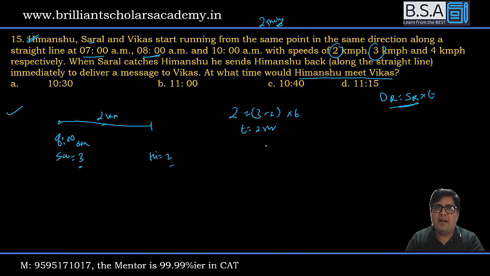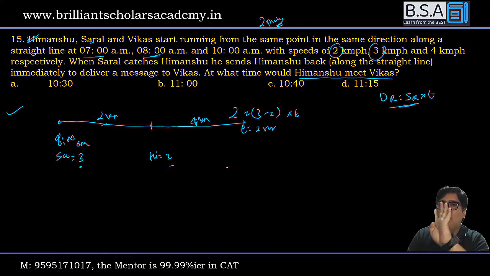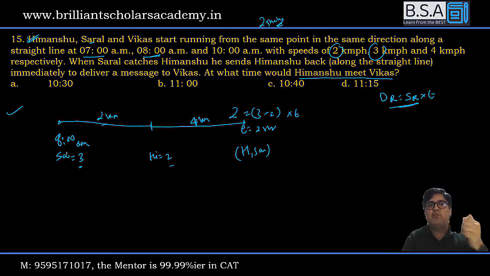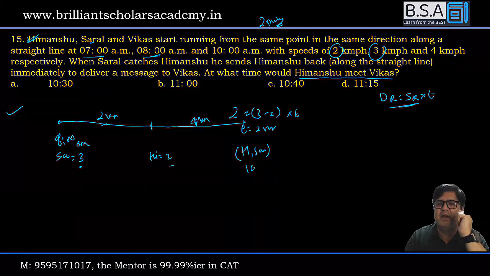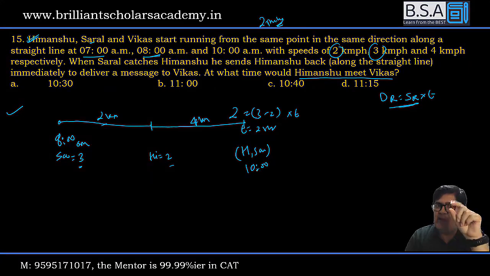अब अगर 2 hours हैं तो हिमांशु रुकेगा थोड़ी. हिमांशु will keep on traveling. In 2 hours, Himanshu would have traveled 4 kilometers. So here Himanshu and Saral meet. Now what is 2 hours after 8 a.m.? It's 10 a.m. So 10 a.m. as soon as Saral and Himanshu meet, विकास का गाड़ी चालू हो गया.